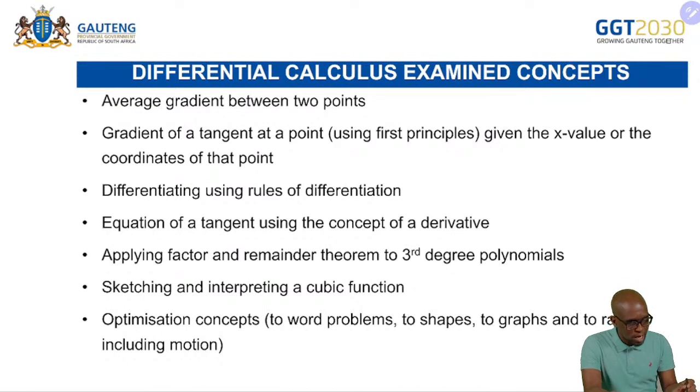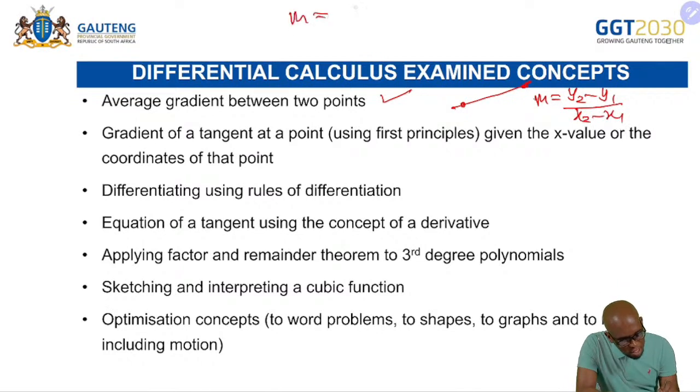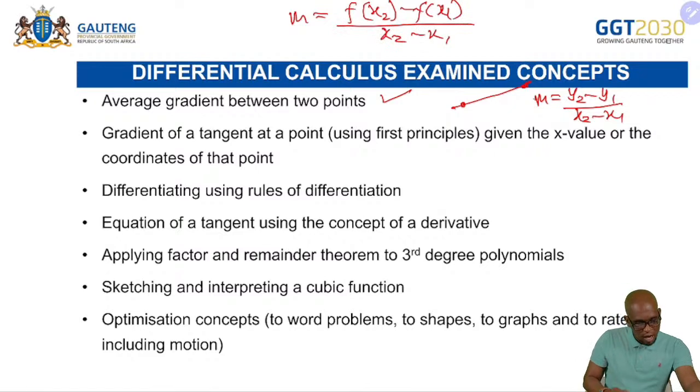Quickly go through that. First, we need to understand the average gradient between 2 points. If you have 2 points here, then you're going to use the average gradient as m is y2 minus y1 over x2 minus x1. That is the average gradient. In functional notation, it would be f of x2 minus f of x1 over x2 minus x1. That would be the average gradient.